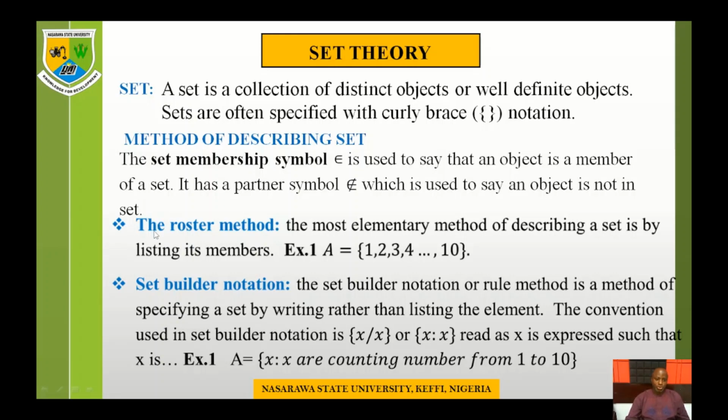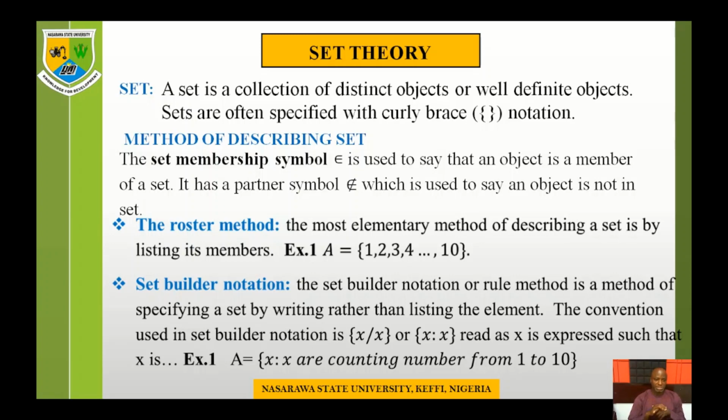Then we have the roster method. The most elementary method of describing a set is by listing its members. Example, you have A equals 1, 2, 3, 4, up to 10. You are listing the members of a set.